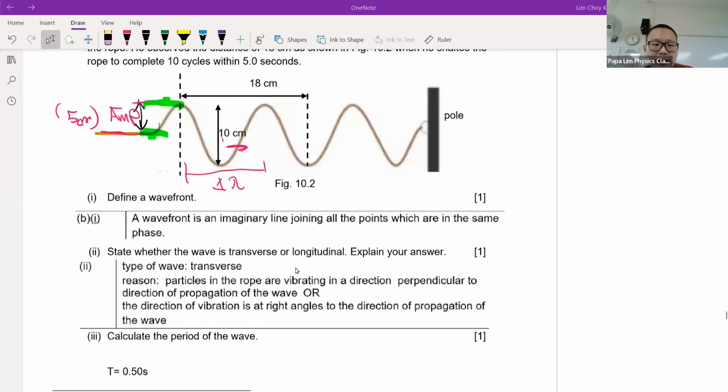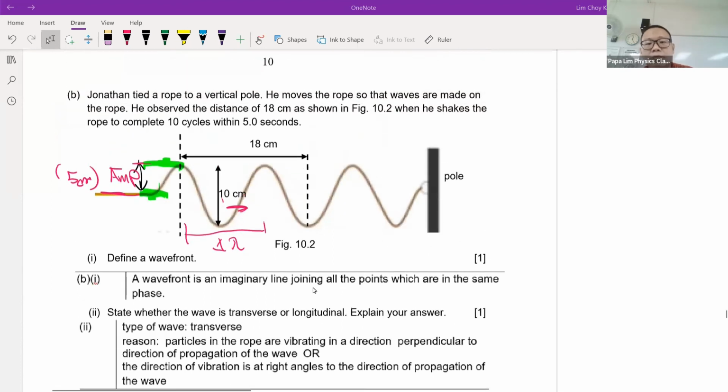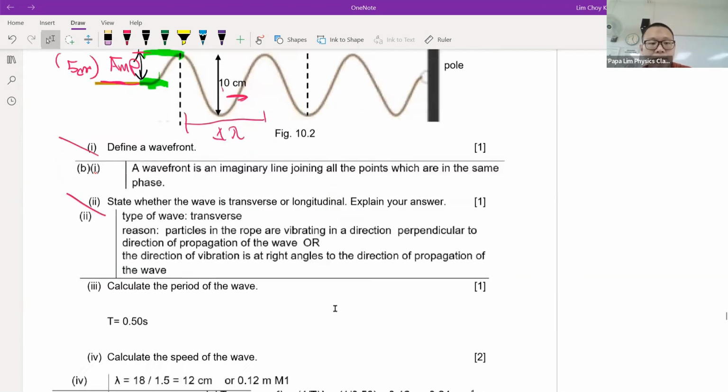Definition of wavefront, just take note of it. And after that, it's quite a common thing: transverse or longitudinal wave, or the definition of transverse and longitudinal wave. So these two are the classic questions that we have for sound. Most of the time, you see these being asked quite frequently. So take note of the answers. It's quite a classic question of definition.